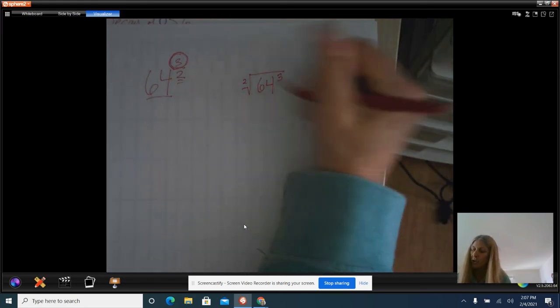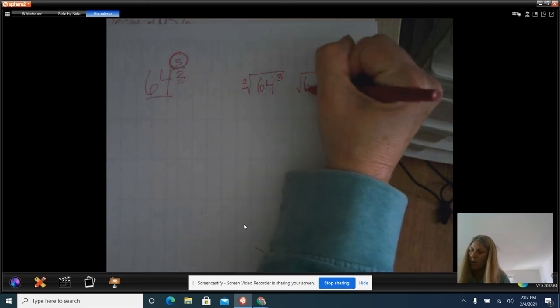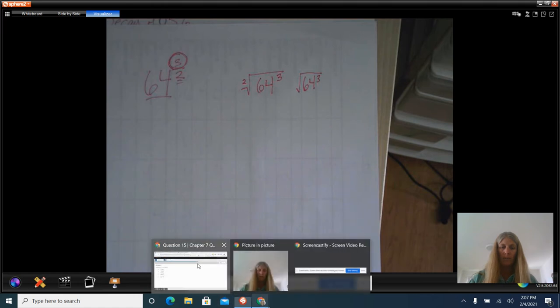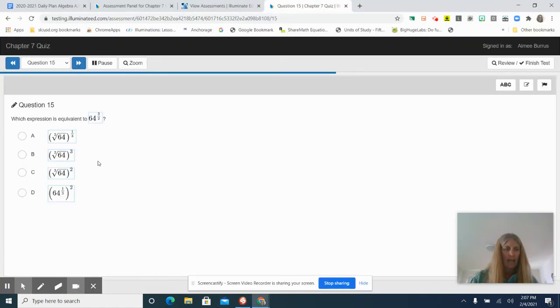We know that that 2 doesn't have to be there, so we're also looking for simply the square root symbol. So we're going to take a look and see which one of those matches our answer. And they do have it with the crook, so we're going to go ahead and pick this one right here.